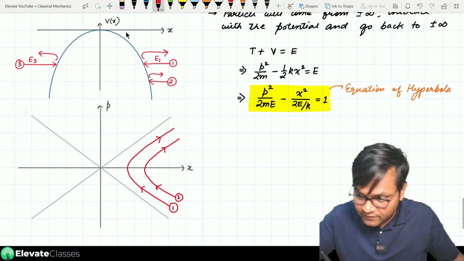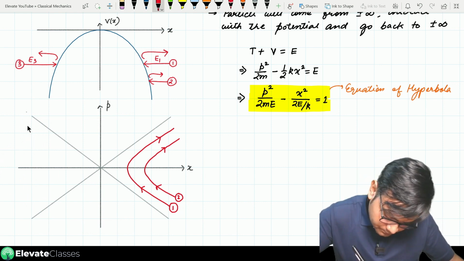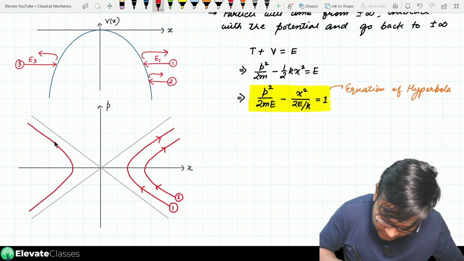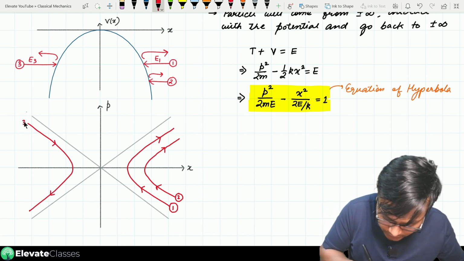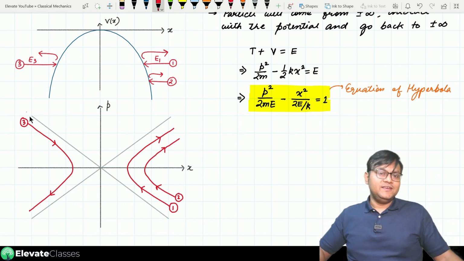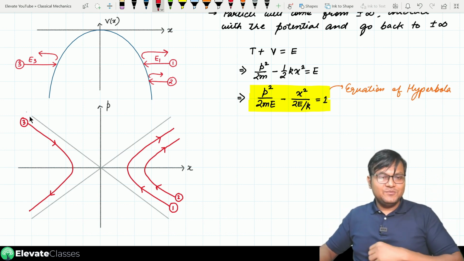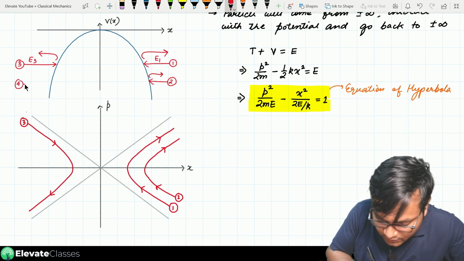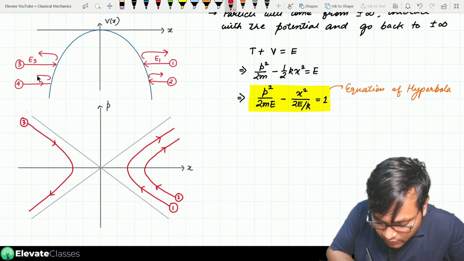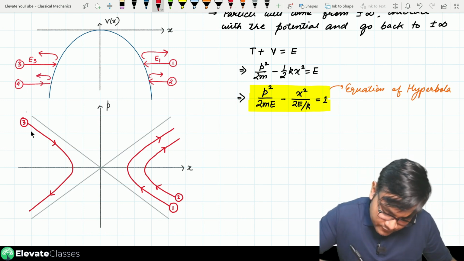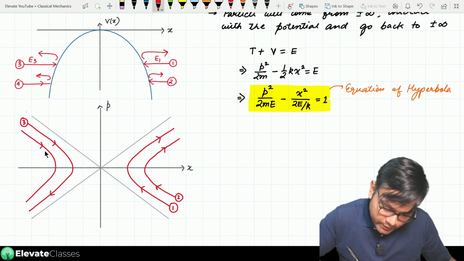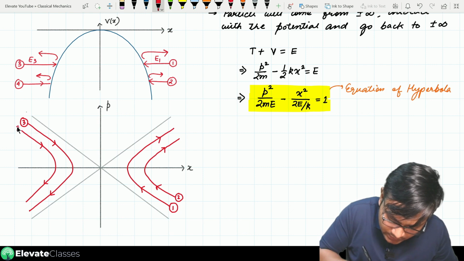So you should get a graph that looks something like this. Okay, so let's suppose this is point number 3. So this is the curve for particle number 3. If we have another particle, let's suppose a particle number 4 with a little bit even lower energy, it also comes, strikes the wall, gets reflected back. So we will have another hyperbola in this particular direction. This is particle number 4.